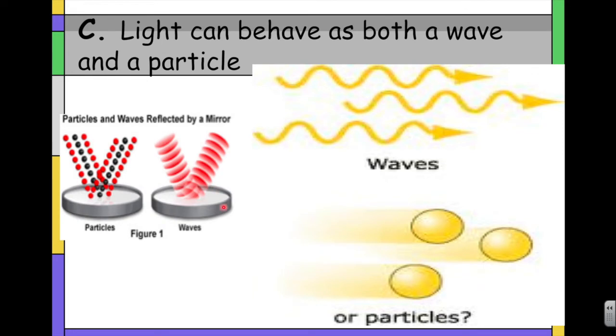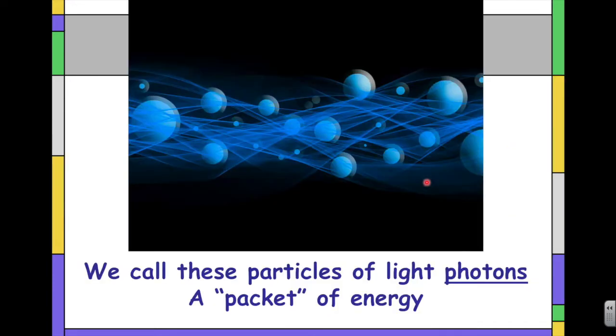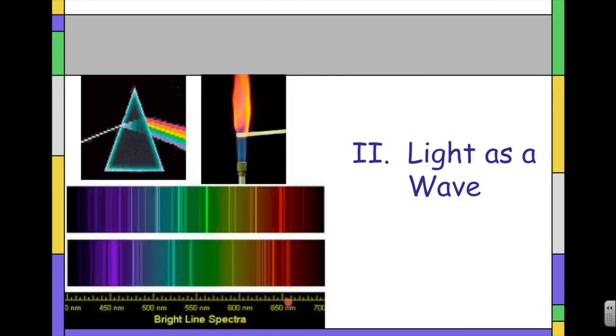Now, light is one of those special things that can behave both as a wave and also as a particle. So we call it wave-particle duality. It's really kind of cool. It's more of a particle that moves like a wave, and we'll get more into this a little bit later. We call these particles photons. My professor used to always call them packets of energy. So think of it as a packet of energy that's moving like a wave.